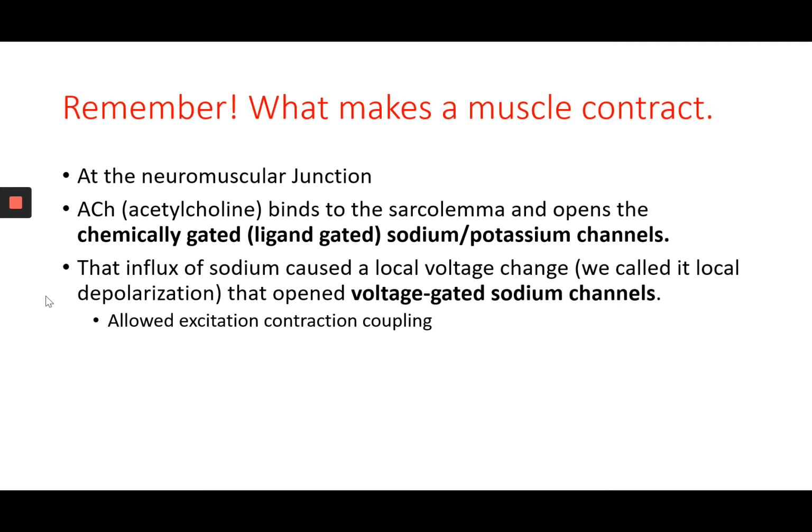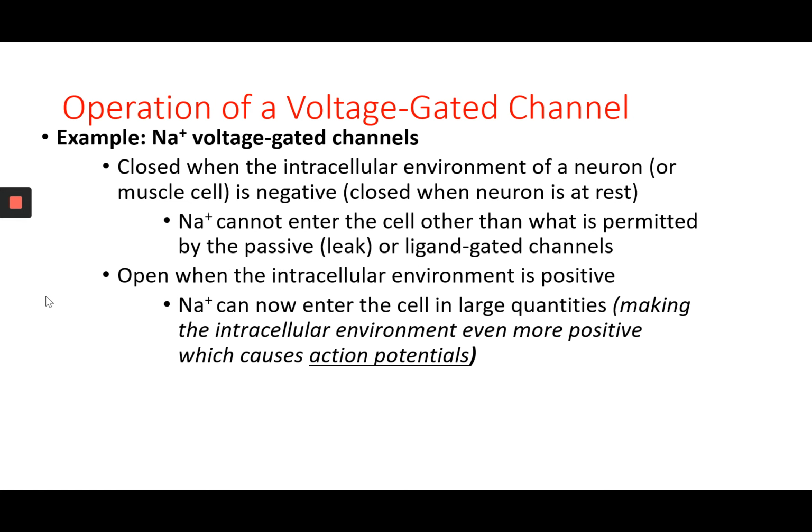A similar thing can happen to create a graded potential in a neuron, specifically in the area of the dendrites or cell body. So we'll still see the use of voltage-gated sodium channels in neurons. Voltage-gated channels are going to respond to a voltage change. These voltage changes are usually created first by a ligand-gated channel that responds to a chemical, and then that ligand-gated channel will cause a voltage change, thereby opening voltage-gated channels. So it'll be a series of steps that eventually cause the operation of a voltage-gated channel.